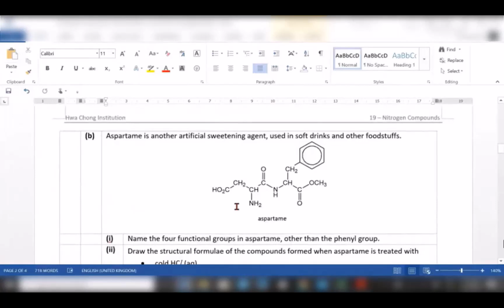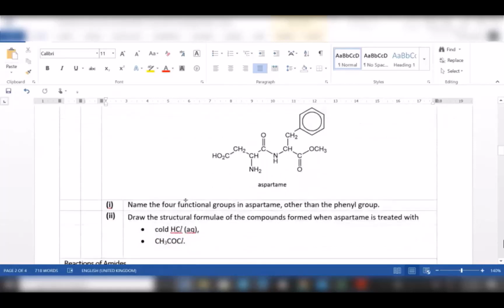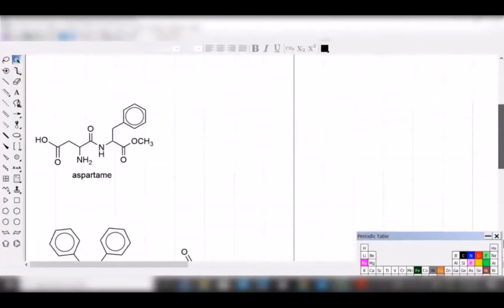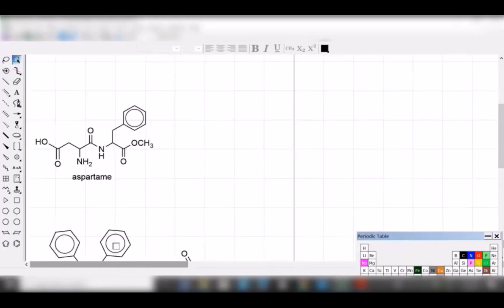The next part I'm going to talk about will be aspartame. It is an artificial sweetening agent used in soft drinks. Okay, so it's a very simple question. I will not go into details. So basically, name the functional groups. I need to quicken up the pace a little bit here, to catch up some time. Okay, so this is aspartame. Now I'm just going to zoom in a bit more.